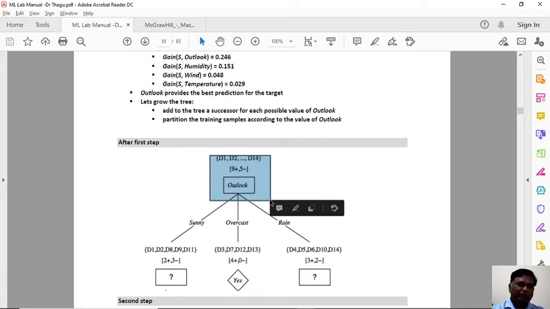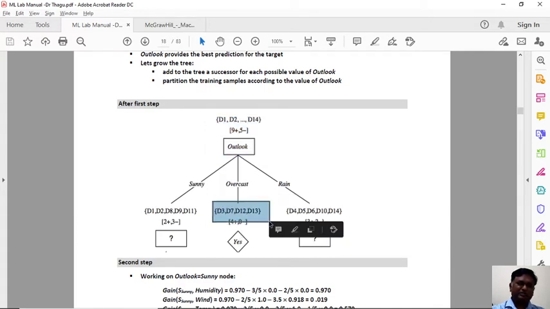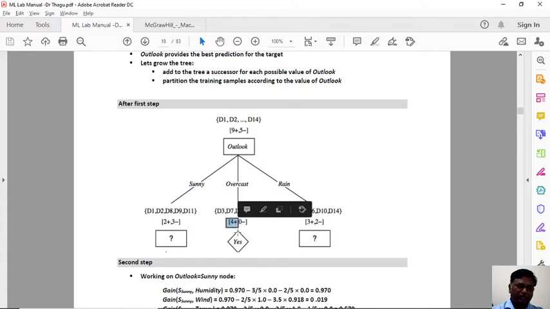Under outlook, how many values, how many classes do we have? Sunny, overcast and rain. So under three classes, you can see under overcast all the values belong to yes. From the data set you can check, all four have play tennis equal to yes. So the most common value we can directly write as the class label, yes. If outlook equals overcast, it means that day you will play tennis.